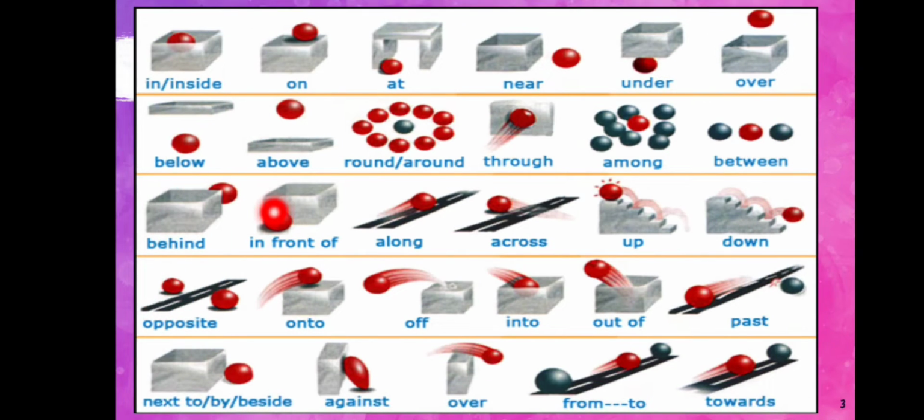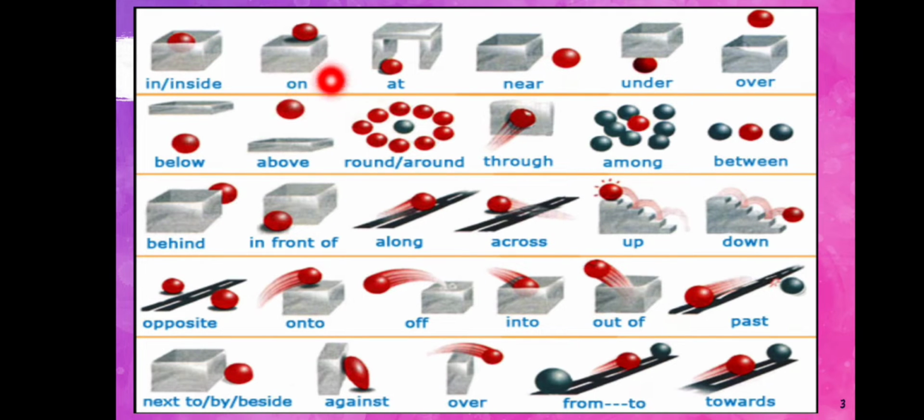Now look at this picture. In this picture chart, you can see the position of balls. Where is the ball? In the first picture, the ball is in the box. The position of the ball is in the box. You can see where the ball is put. It is inside or in the box.